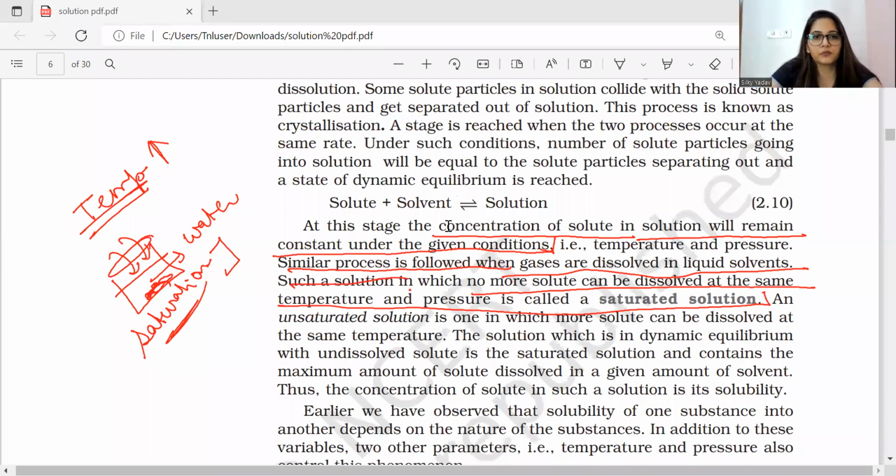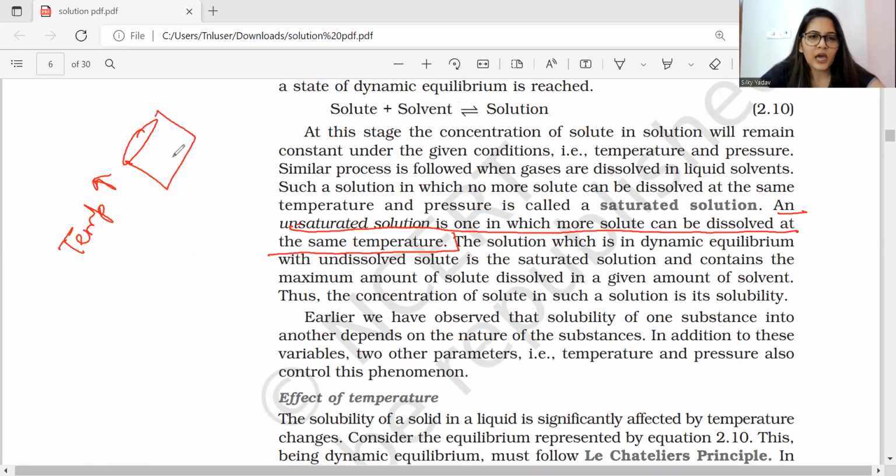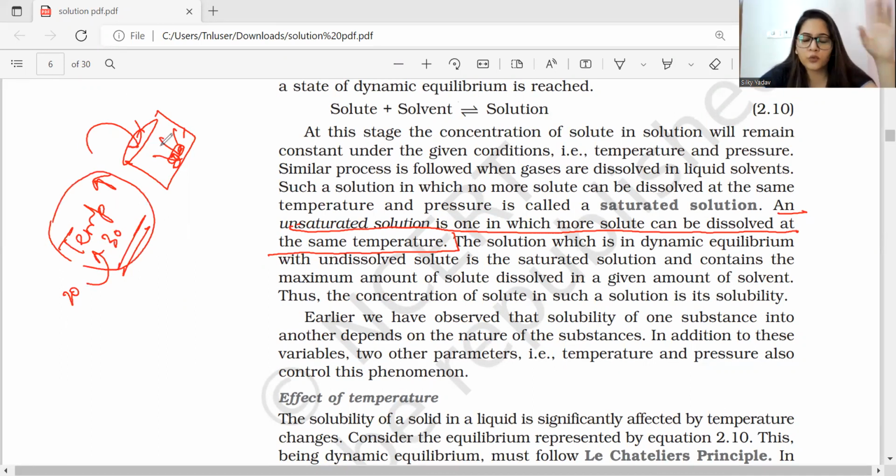Okay. Now, an unsaturated solution is the one in which more solute can be dissolved at the same temperature. Because let's say you've increased the temperature, okay? Some crystals of the sugar were there, but now they are getting dissolved in the water, okay? Still some spaces are left. Now you can still add one more tablespoon of sugar to this, okay? Let's say earlier it was 20, to that you've increased it to 30. After increasing it to 30, more sugar was dissolved.